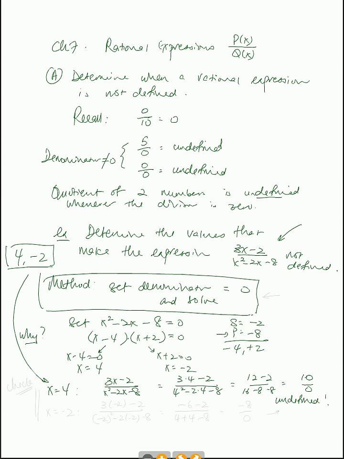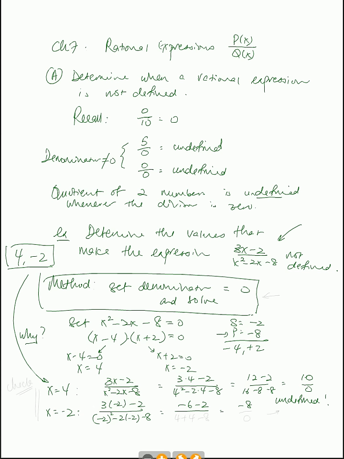So we are saying that what values makes it undefined? 4 does, and on top of that, negative 2 does as well. Okay, so let's check. 3 times negative 2 minus 2 over negative 2 squared minus 2 times negative 2 minus 8. So 3 times negative 2 is negative 6. Negative 6 minus 2.